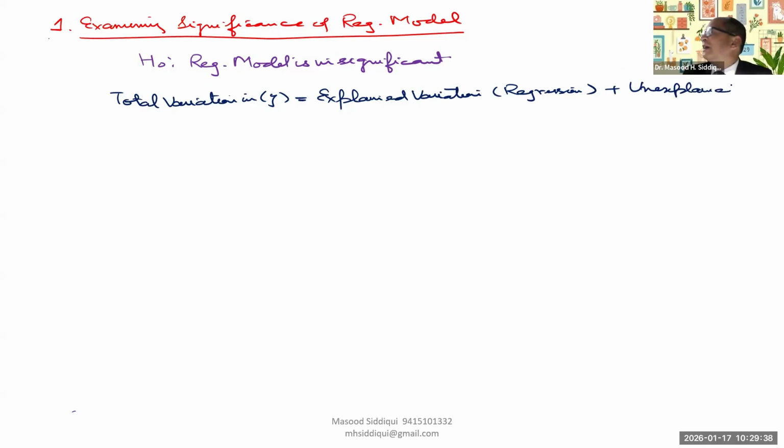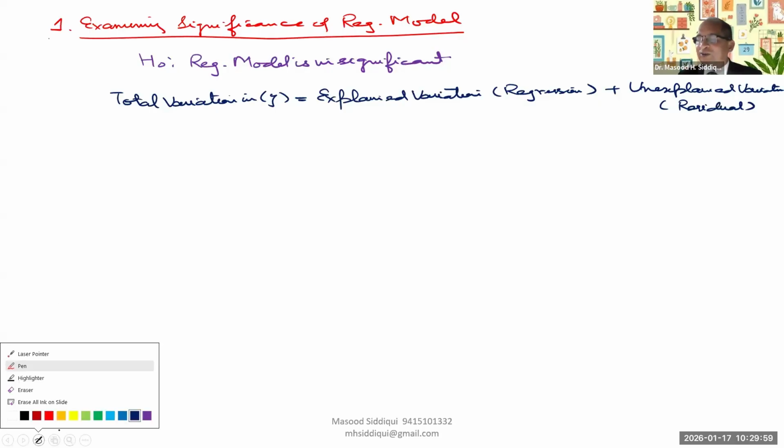What do we mean by unexplained variation? It means this variation cannot be explained by the model. It is because of the extraneous term, the epsilon term. So this type of variation is known as error or the residual variation, right? So this is the sum.